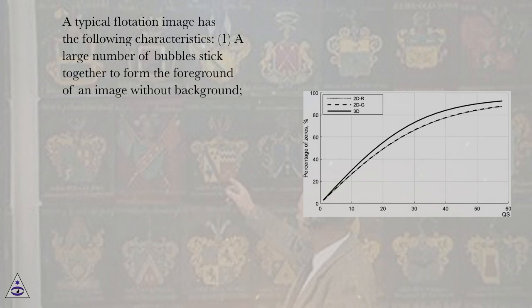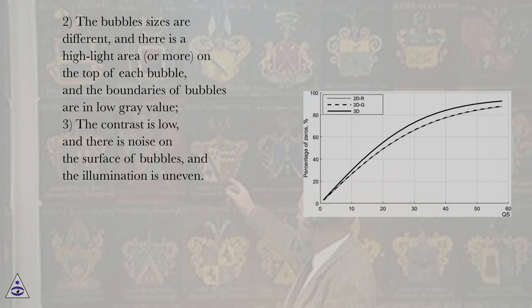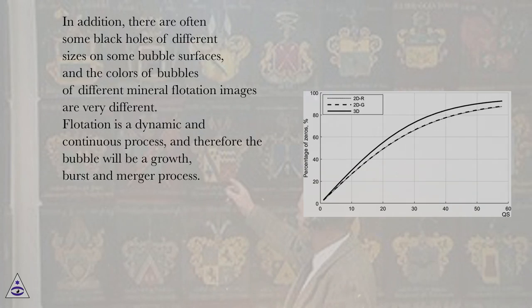1. A large number of bubbles stick together to form the foreground of an image without background. 2. The bubble sizes are different, and there are one or more highlight areas on the top of each bubble, and the boundaries of bubbles are in low gray value. 3. The contrast is low, there is noise on the surface of bubbles, and the illumination is uneven. In addition, there are often some black holes of different sizes on some bubble surfaces, and the colors of bubbles of different mineral flotation images are very different.